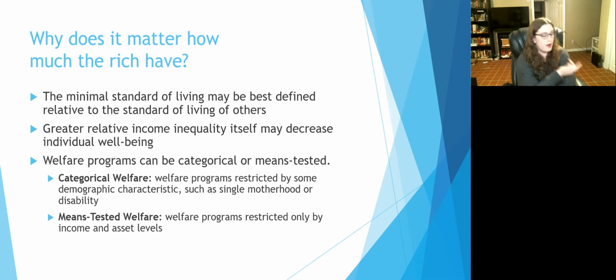So we have the idea of the poverty line, like what's the basic subsistence to live. But then another one that people think is really interesting is what the standard of living is in between different categories. Can a rich person buy 20 times as many things as I can? Do they make 1,500 times as much money as I do? What's our standard of living? And comparing that together. Greater relative inequality itself may decrease individual well-being.